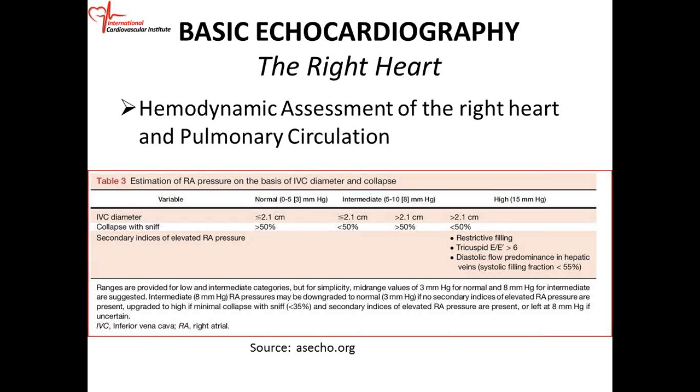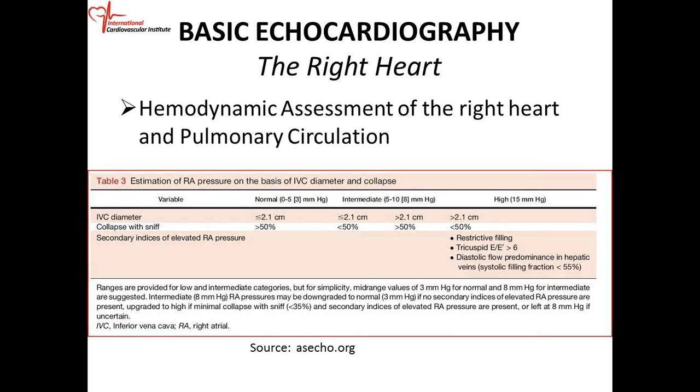So the normal: if the IVC is less than or equal to 2.1 with greater than 50% collapse with the sniff test, then say it's normal, approximately 3, and the range is from 0 to 5. If the IVC is greater than 2.1 and less than 50% collapse, then the right atrial pressure is approximately 15. And anything that falls in between is approximately 8, and the range is 5 to 10.